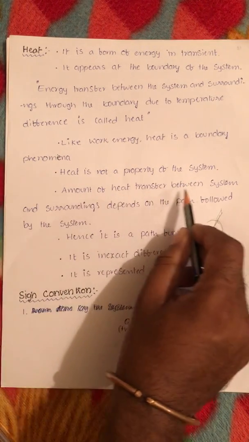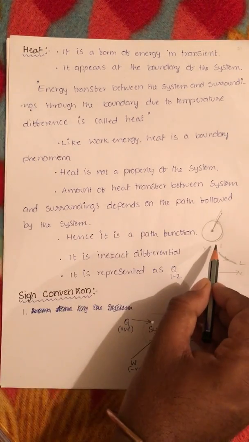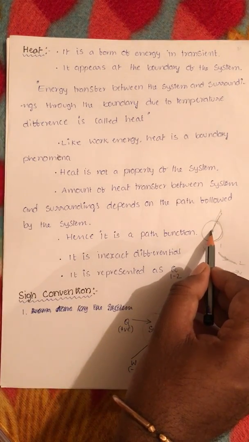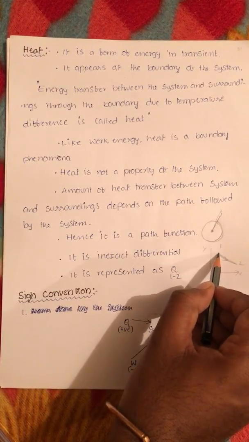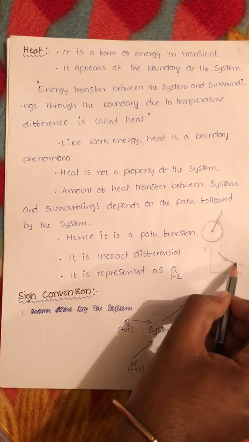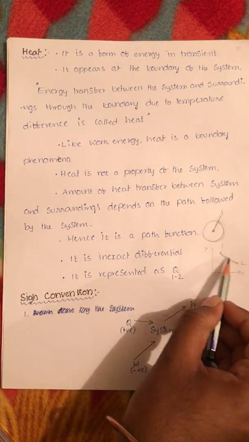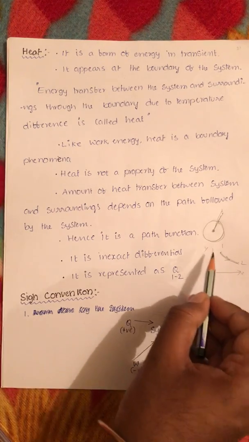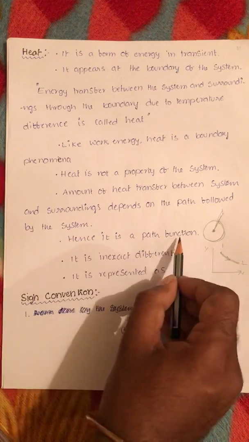Next, the amount of heat transfer between system and surrounding depends on the path followed by the system. The amount of heat transfer that takes place between the system and surrounding depends only on the path followed by the system, not on the end points. Hence it is a path function, because it depends on the path followed by the system.